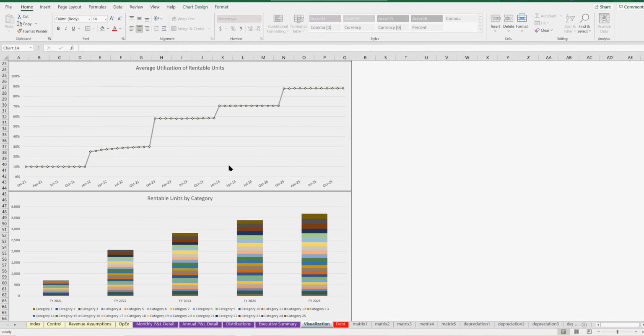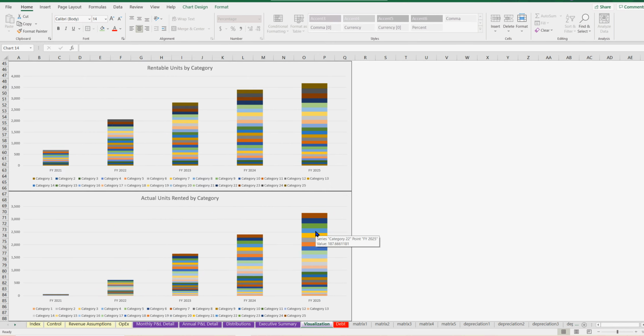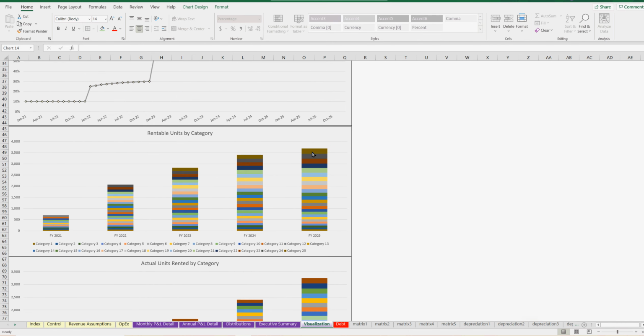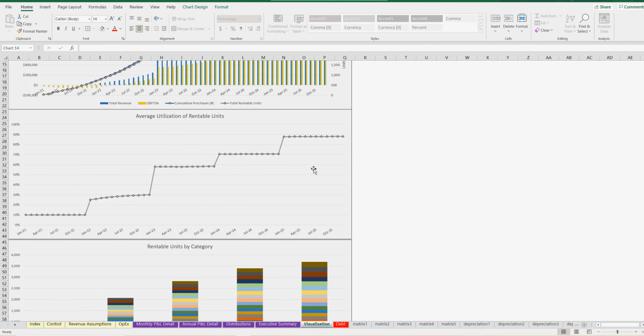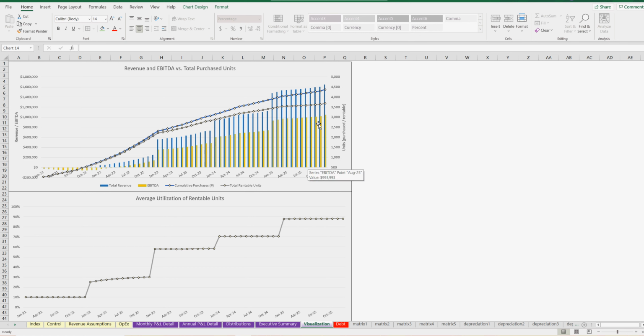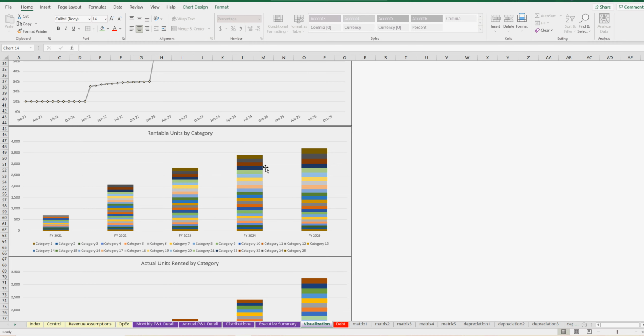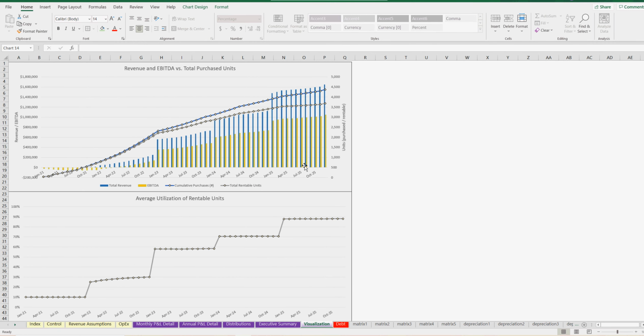If you go based on your utilization rate, then you'll get to total rentable units by category. Total actual units rented by category down here. So you can see this is a little bit over 3,000. Your actual available units to rent is 3,700 here. And you can see this is the purchases versus what's rentable. So this 3,600, this bottom line is what's available to rent, which would be this. And then this is what's actually rented.